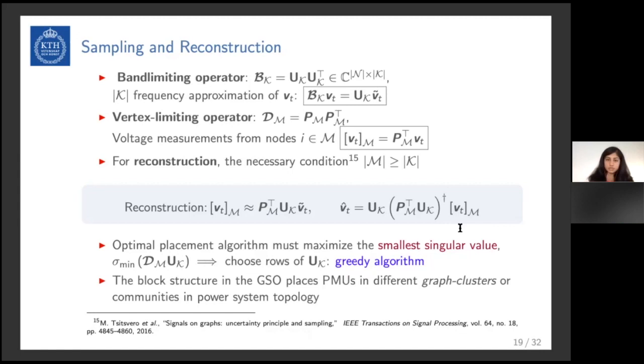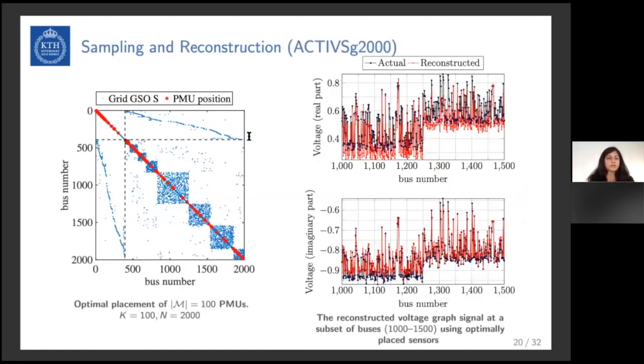And the interesting part here is that the block structure in the graph shift operator places these measurement devices, or the PMUs, on different graph clusters. So let me explain this better with a figure here. On the left, you see the GSO support of this GSO that I'm showing you. You can clearly see the tiny clusters or the small graph clusters that this grid is organized in.